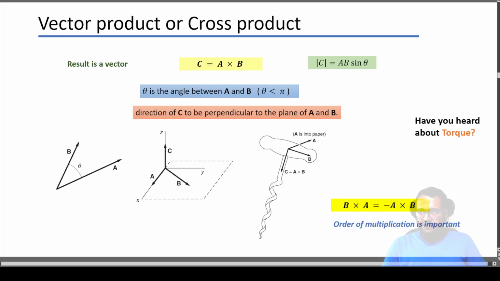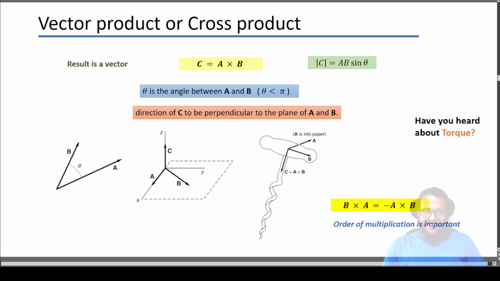Okay, have you heard about torque? In torque, we'll use this. What did I mean by smaller angle? Say if you have A and B at 30 degrees, I can also say A and B have a 270-degree angle between them. Technically, it's also right. That's why we take the smaller angle.